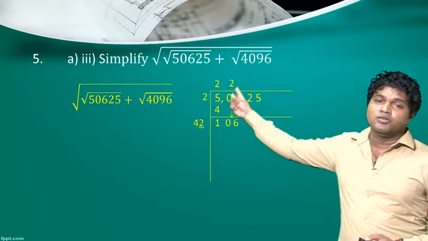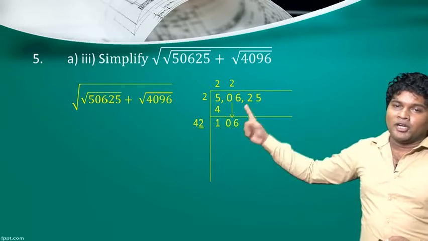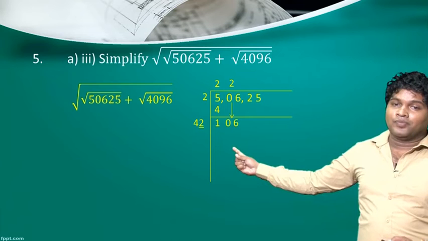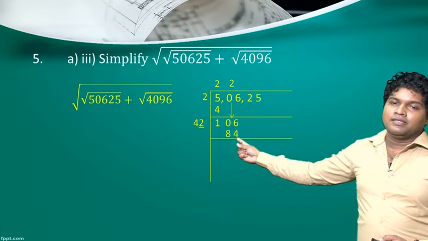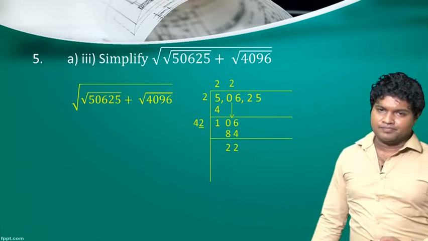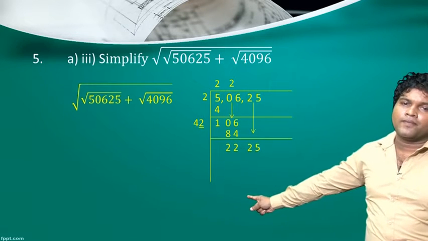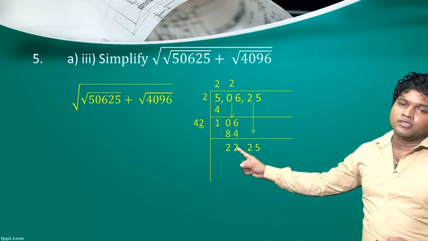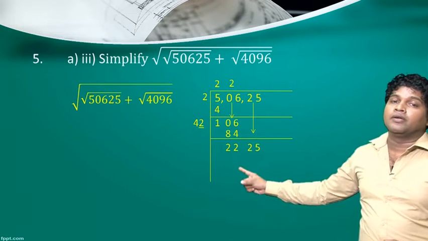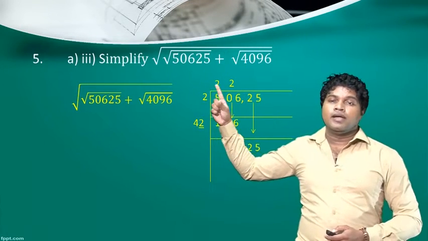Because 42 times 2 will be enough to reach 106. 42 times 2 is 84, right? Then what's the gap? 22. And then you have to bring 25 down. Then whenever 2,225 is there, you have to get the double of the number at the top.